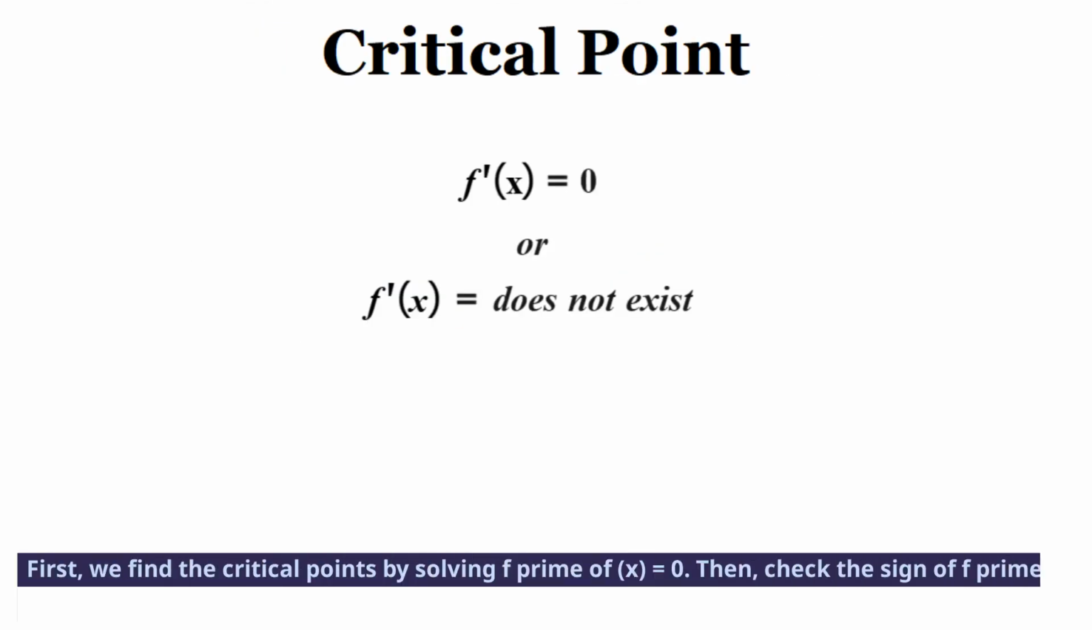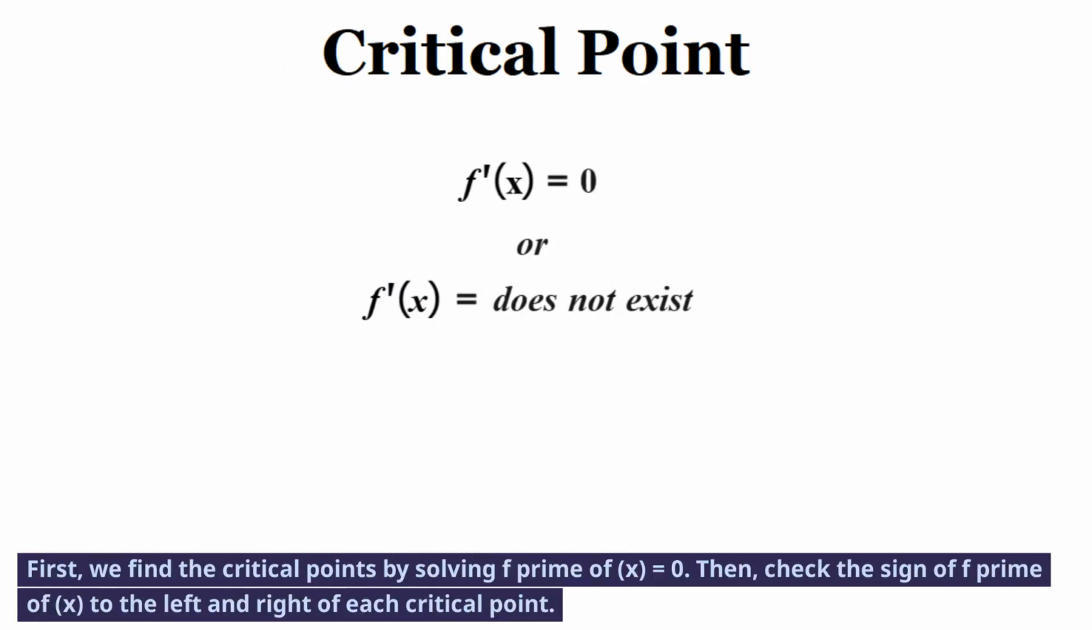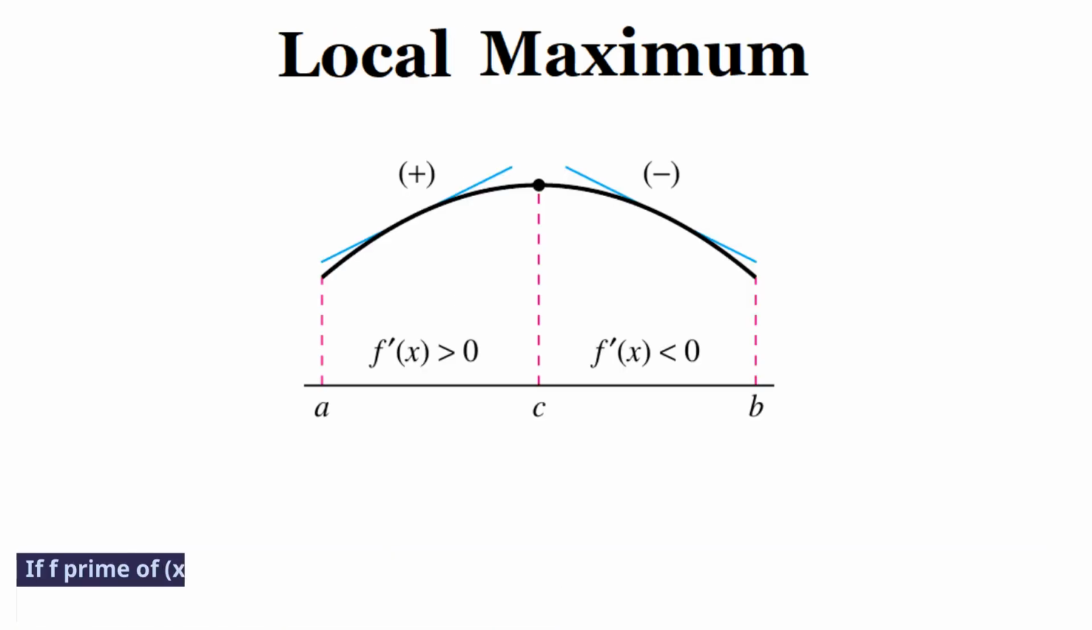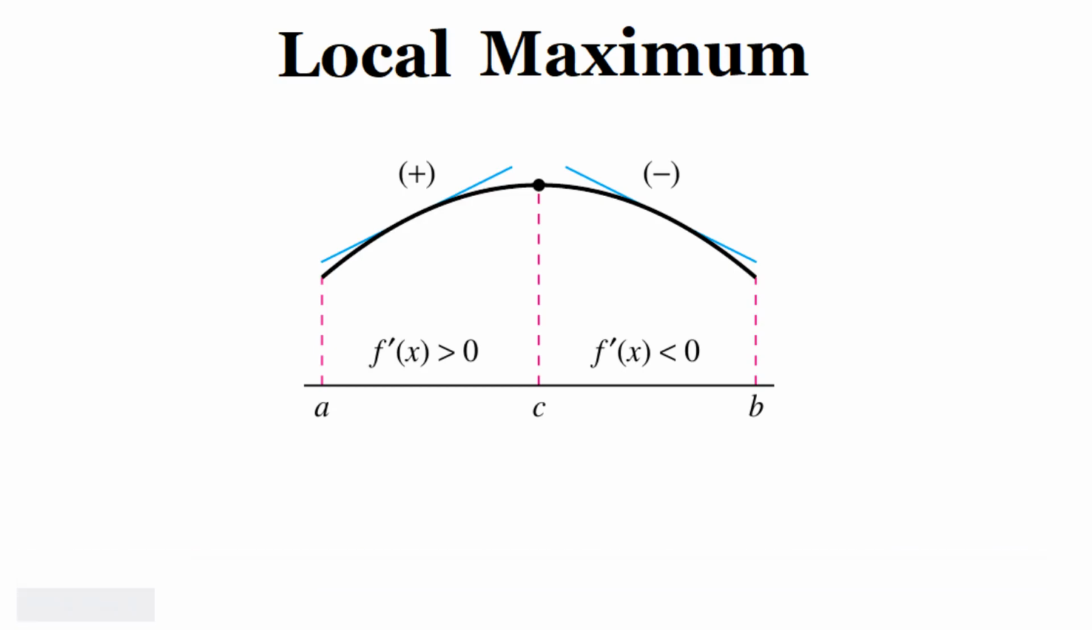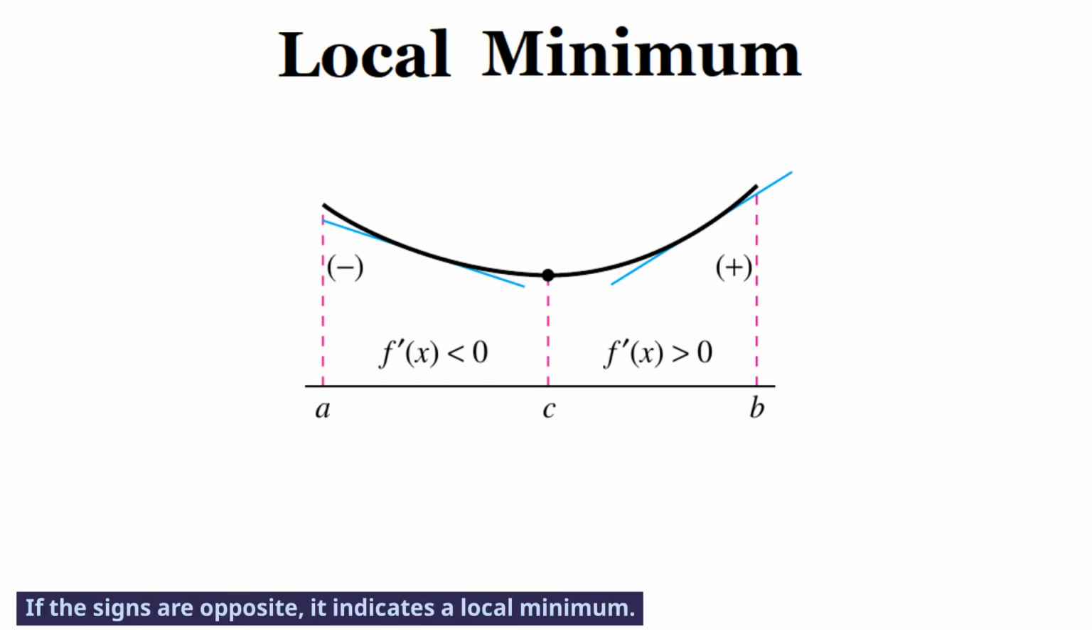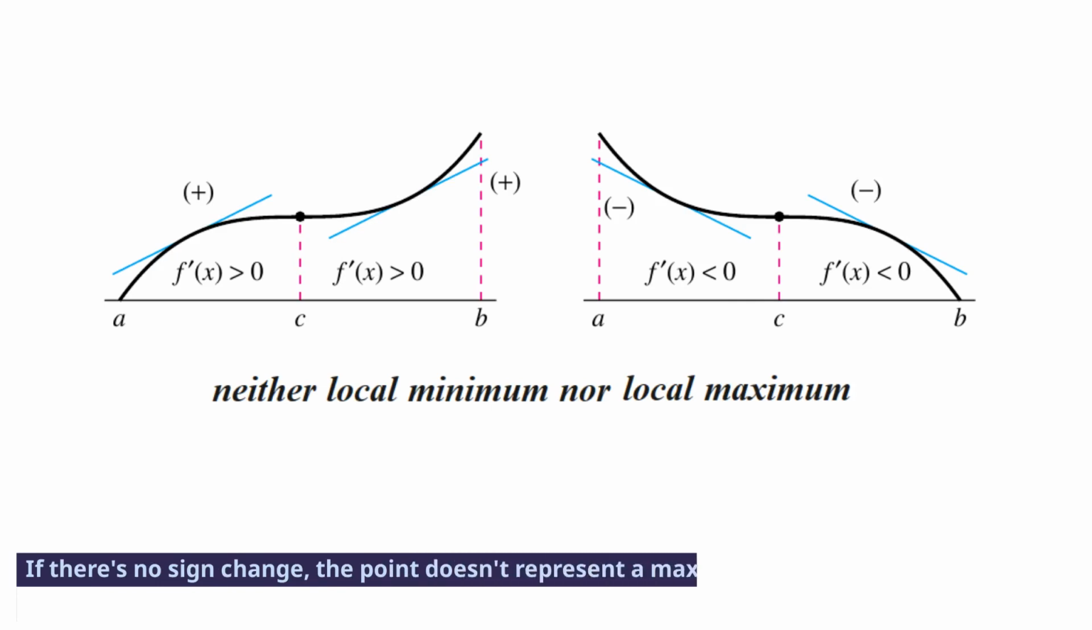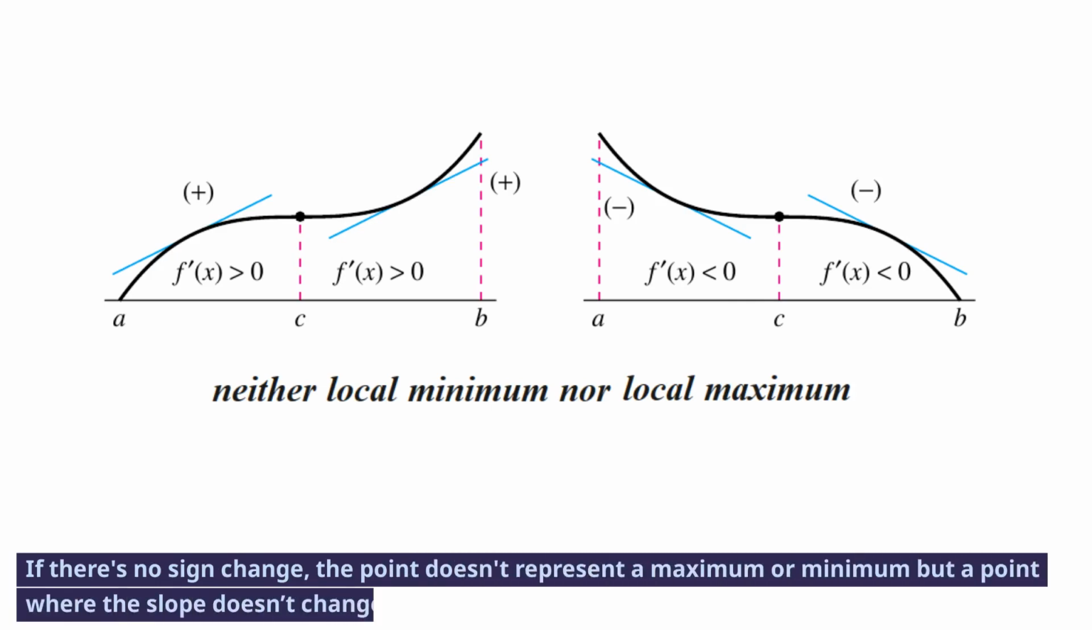First, we find the critical points by solving f prime of x equals 0. Then, check the sign of f prime of x to the left and right of each critical point. If f prime of x is greater than 0 on the left and less than 0 on the right, it indicates a local maximum. If the signs are opposite, it indicates a local minimum. If there's no sign change, the point doesn't represent a maximum or minimum but a point where the slope doesn't change.